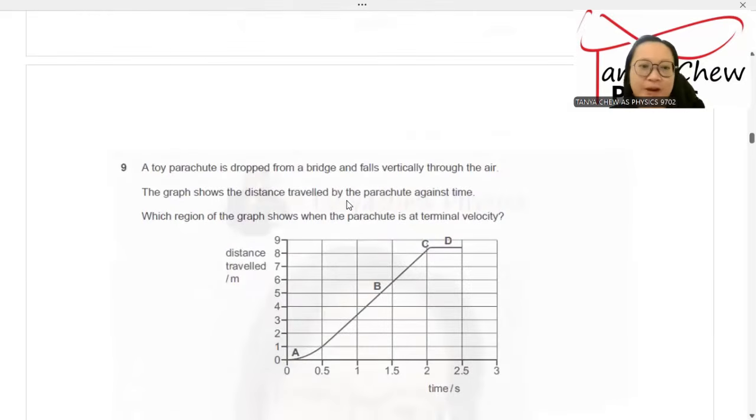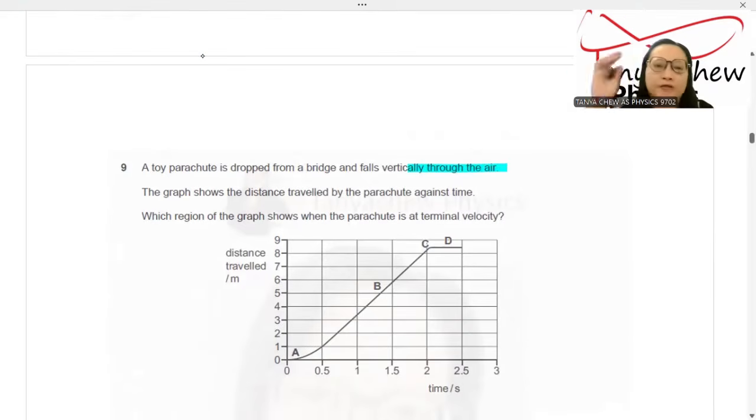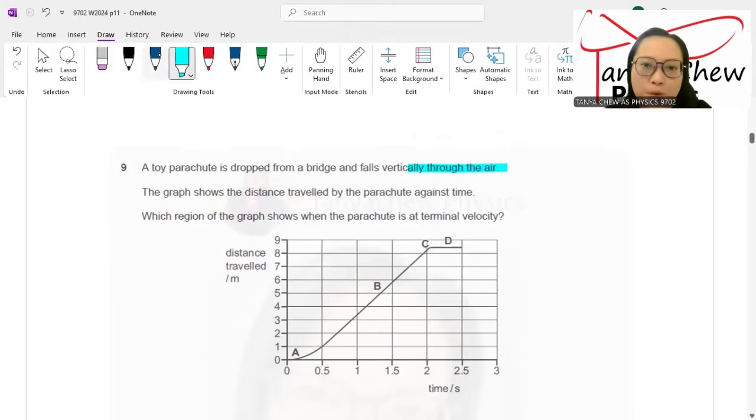Now, question number 9. A toy parachute is dropped from a bridge and falls vertically through the air, right? Through the air. That means air resistance is not being ignored. The graph shows the distance traveled by the parachute against time. Which region of the graph shows when the parachute is at terminal velocity?